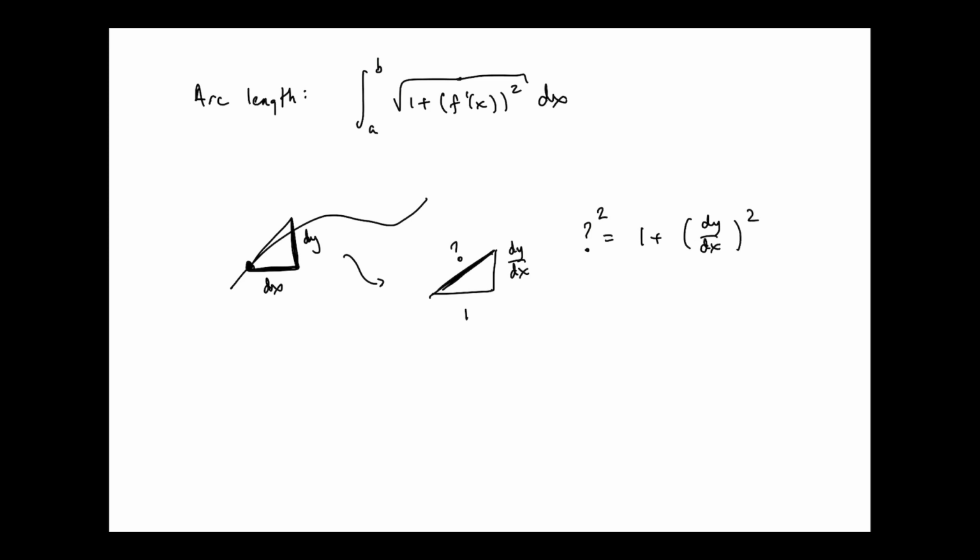Okay, so in the second triangle, what is the hypotenuse? Well, Pythagoras' theorem certainly applies, right? I got a right triangle. And so can I just square root both sides?